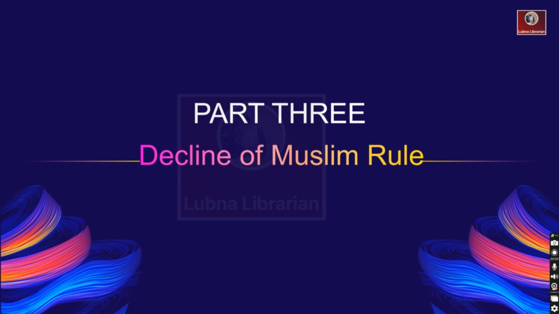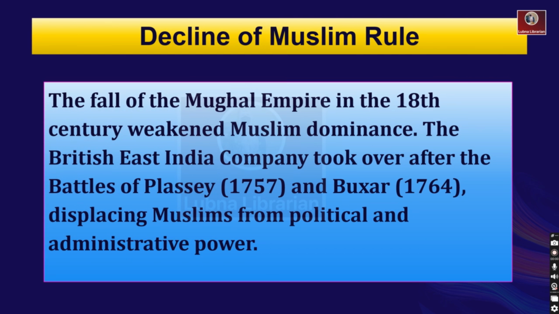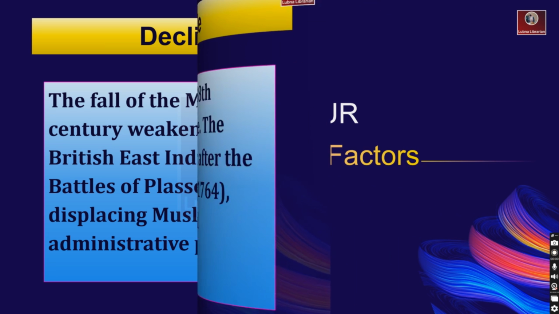Part 3. Decline of Muslim rule. The fall of the Mughal Empire in the 18th century weakened Muslim dominance. The British East India Company took over after the battles of Plassey, 1757, and Buxar, 1764, displacing Muslims from political and administrative power.